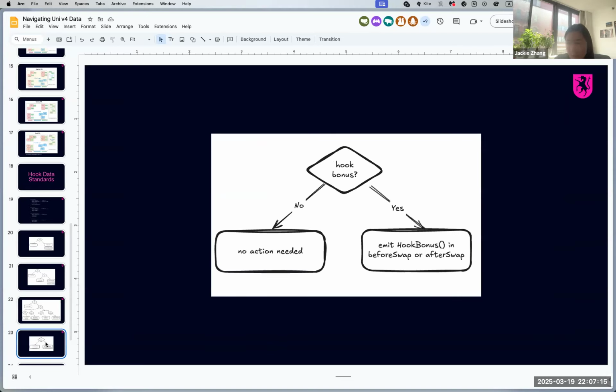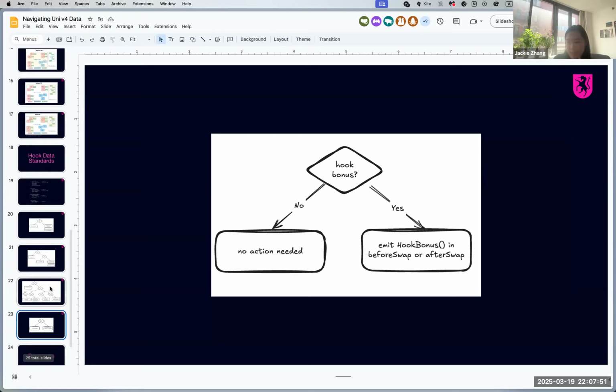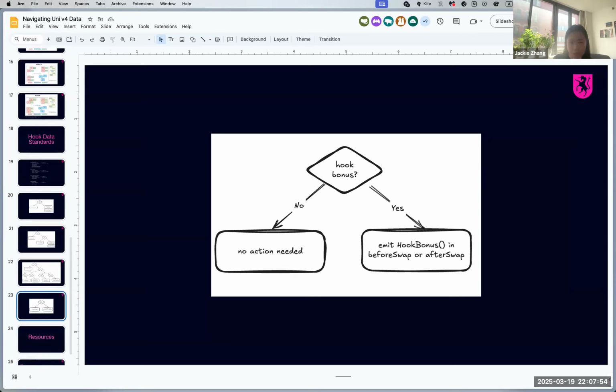And last but not least, we have the hook bonus situation. If you're a hook bonus hook, just emit events. They should be emitting these events to tell us, hey, this is bonus amount 0 being given, bonus amount 1 being given. In those cases, it's important for data people to know, because then we can adjust for the swap volume, right? Because it's artificially adding volume to the calculation that already exists in our system. Okay, so that's on the hook standard of things.